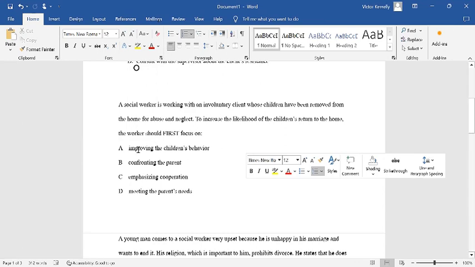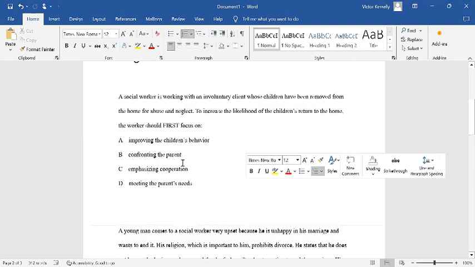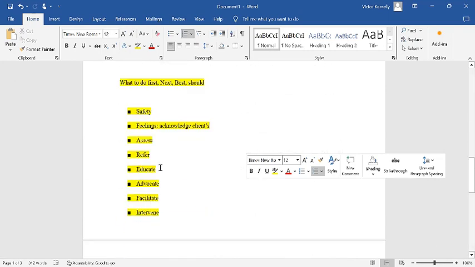You're not going to work on the children's behavior, because the children were removed not because of their behavior, right? You've got to remember who your client is. The client is the parent. So improving the children's behavior does not work, because that would be intervening. B, confronting the parent. That also does not work. That would be, again, intervening.